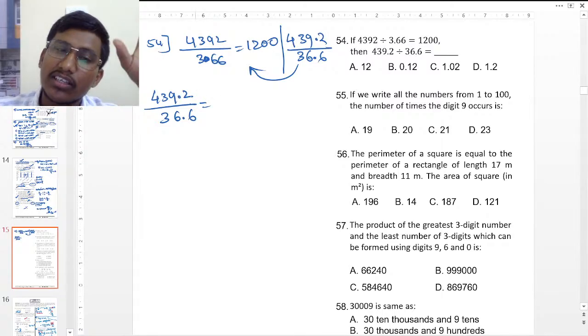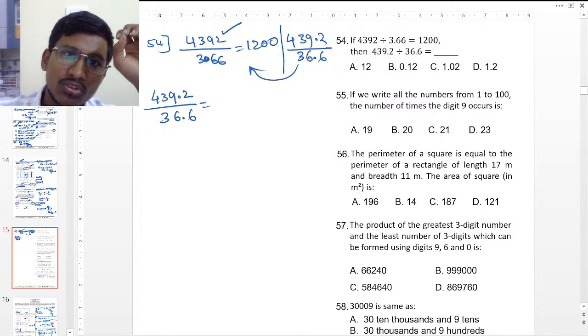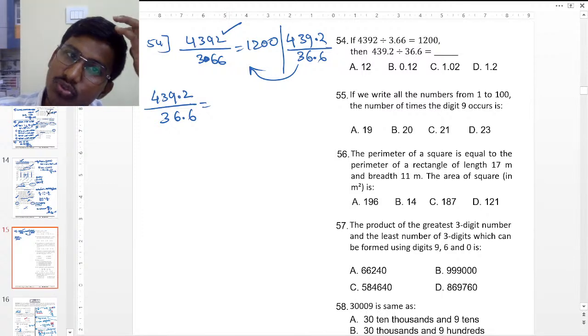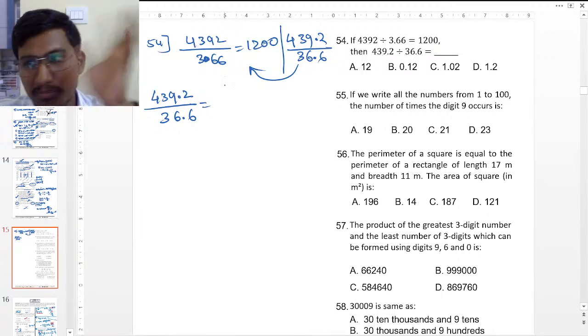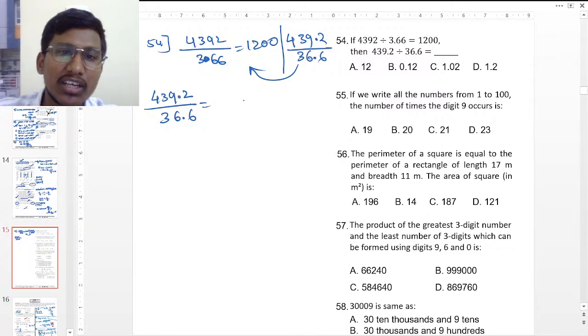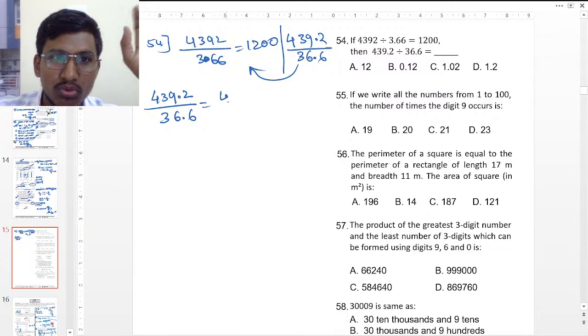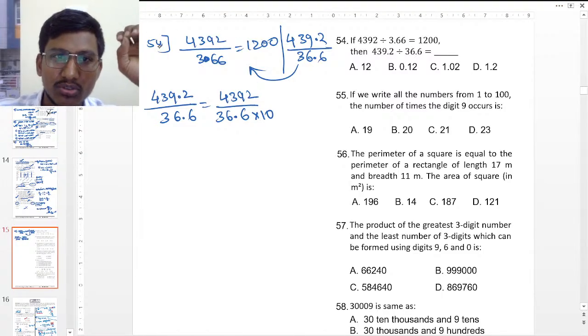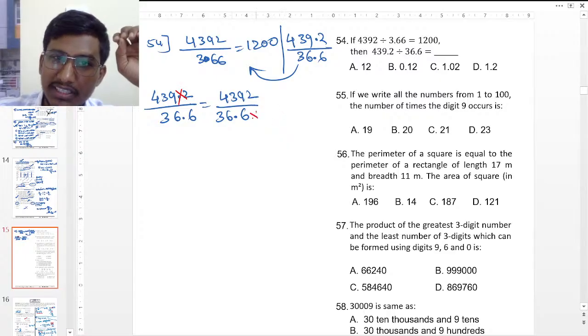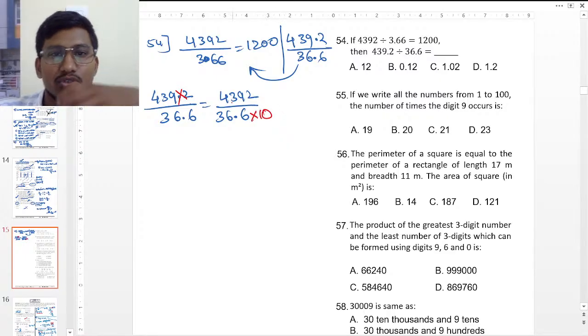Here there is a decimal point in the numerator, so we have to remove it. If we multiply the numerator by 10, the decimal point will go away, right? So that is 4392 divided by 36.6 into 10. I will write with the red color. This decimal point will go away and we will multiply the denominator with 10. Okay, so it will become 4392.